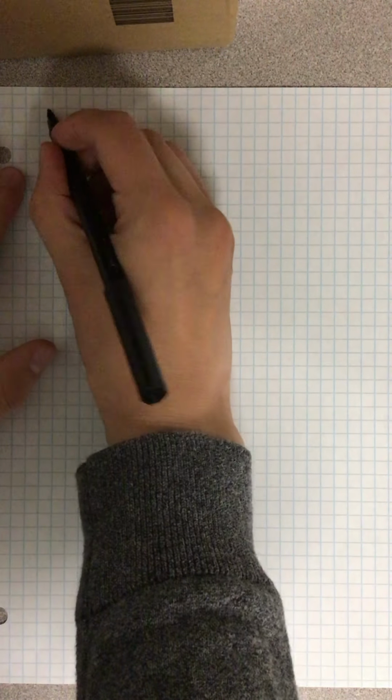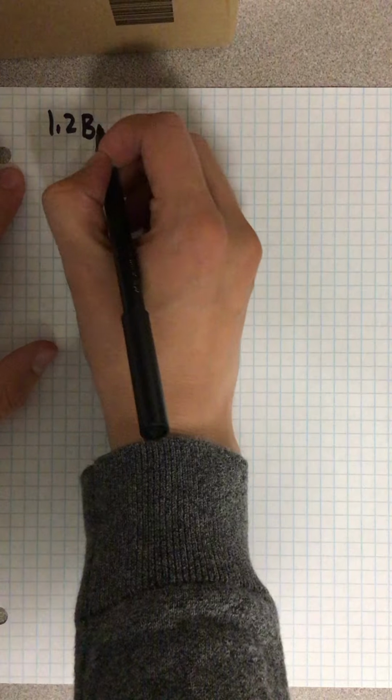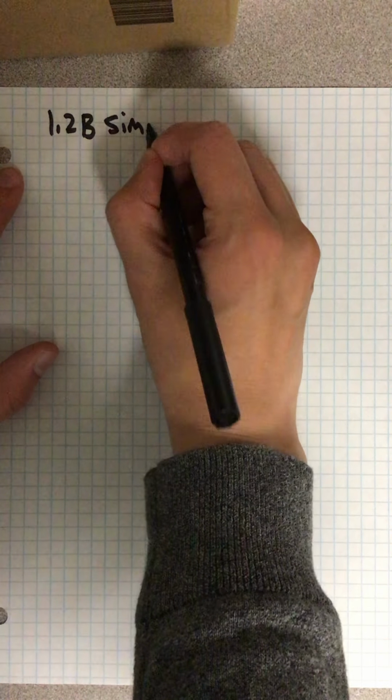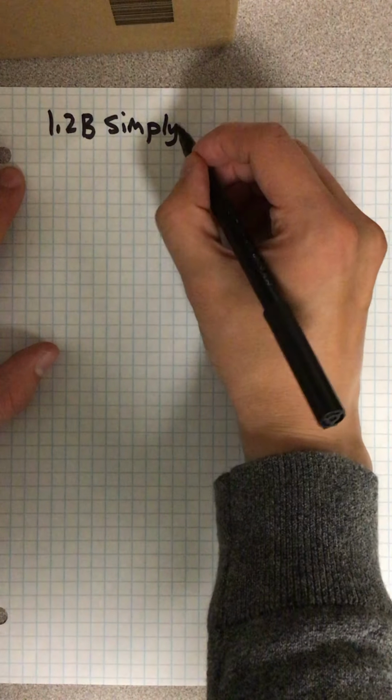Alright, today we are looking at simplifying expressions. In particular, what we're doing today is combining like terms. So this is section 1.2b. There's a lot that's jammed into chapter 1 here. Some of it should be review.